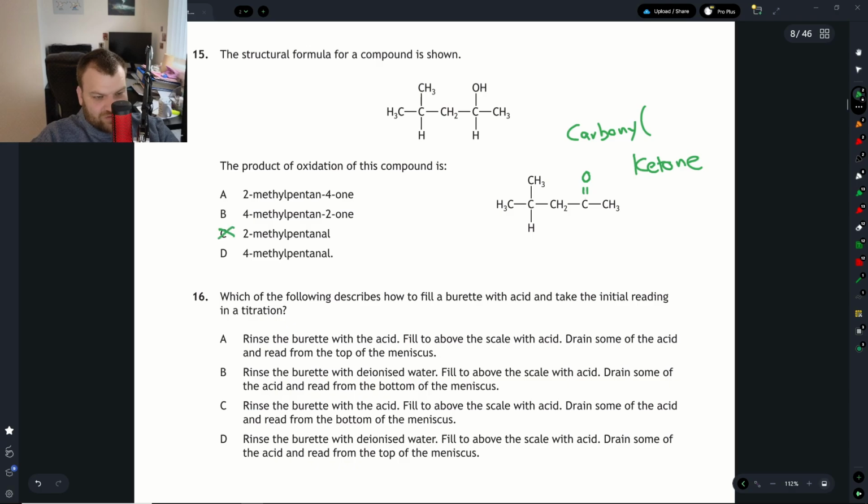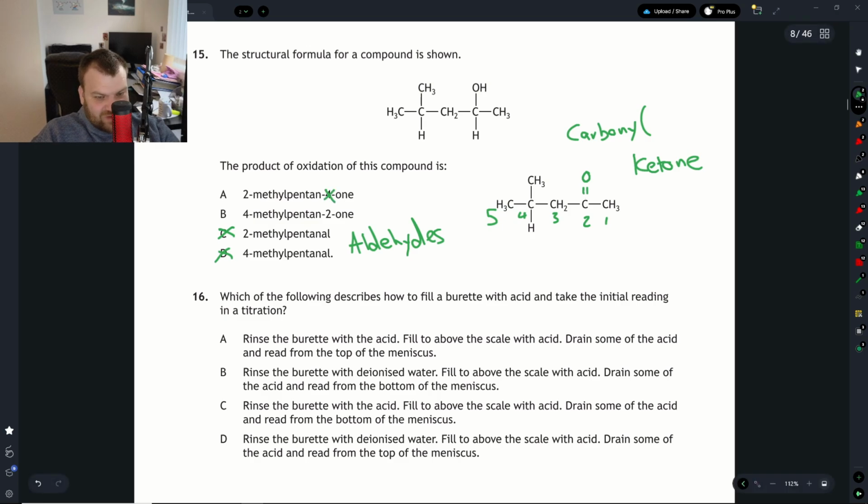That can rule out these two answers because they would be aldehydes, which is not what we want in this question. Next up, this needs to take priority for numbering. This means this is carbon 1, carbon 2, carbon 3, carbon 4 and carbon 5. It's pent because there's 5 carbons. Pent-2-one because of the double bond O to the carbon on position 2.